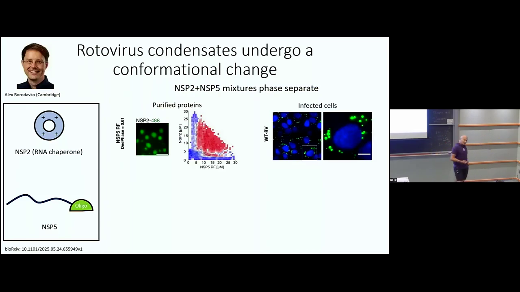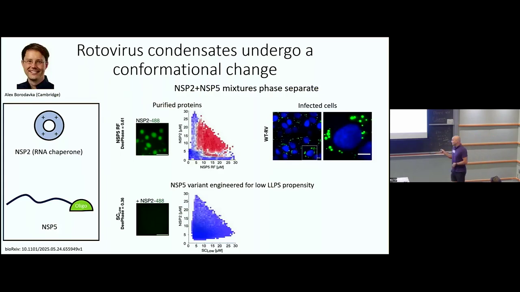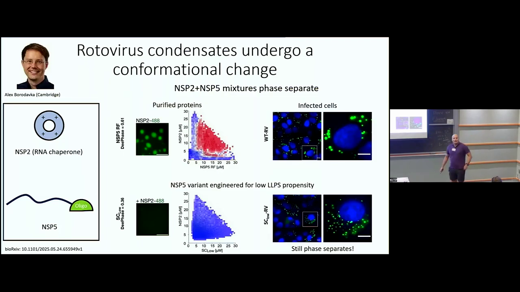So the next thing they did is they took NSP5 and engineered its sequence to take it from a sequence that had high phase separation propensity to a sequence that had very low phase separation propensity. And sure enough, they take this engineered variant, look at it in vitro, and there's no phase separation. So they take this engineered variant, put it into a virus, use it to infect cells, and they still get condensates. Okay, so this is the puzzle.